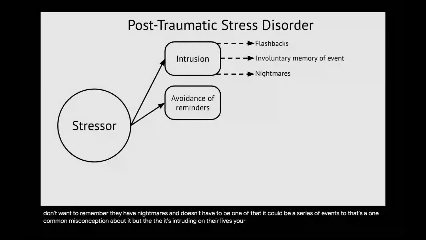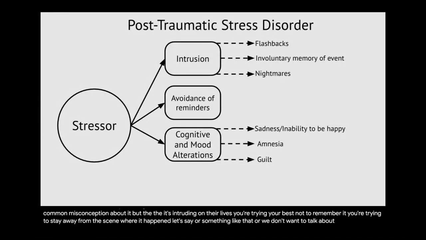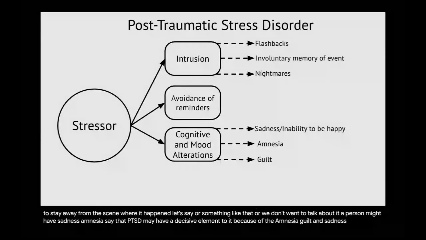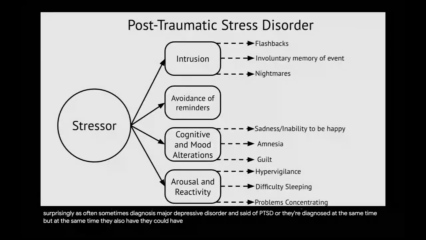You're trying your best not to remember it. You're trying to stay away from the scene where it happened, let's say, or you don't want to talk about it. A person might have sadness, amnesia, guilt. There are some people who say that PTSD might have a dissociative element to it because of the amnesia, guilt, and sadness. Not surprisingly, it's sometimes diagnosed as major depressive disorder instead of PTSD, or they're diagnosed at the same time. But at the same time, they could have anxiety where they're kind of on edge, having difficulty sleeping. It's almost like generalized anxiety disorder also at the same time. But again, that is simplifying, and PTSD can be a lot more complicated than that.